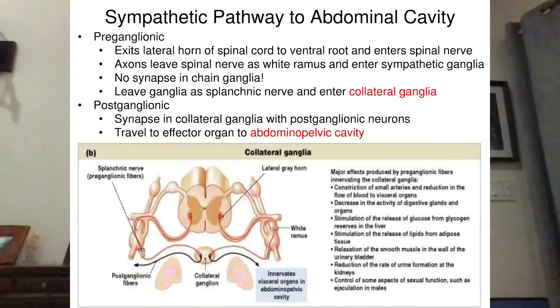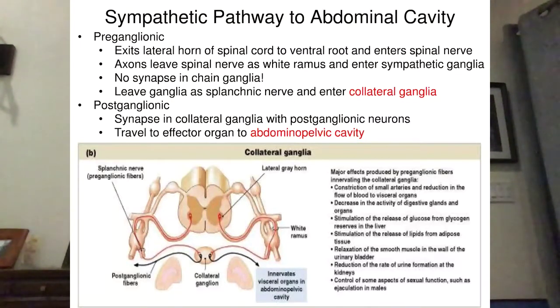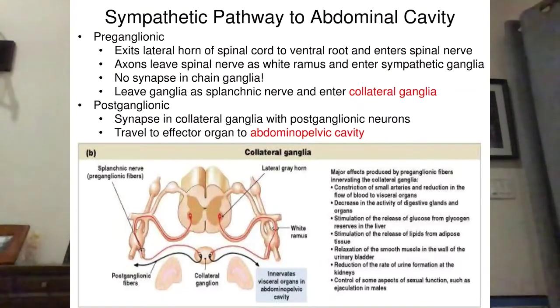Maybe what it's doing is slowing your kidney down. It's slowing down the production of urine. Okay, when you're in a sympathetic fight or flight situation, you don't want to form a lot of urine. That takes a lot of blood supply, and you can temporarily slow that process down. Okay, it might relax the smooth muscle in the wall of the urinary bladder, right? It could stimulate the lipids in your adipose tissue to release more glucose so that your cells can make more energy. So it can do a lot of different things.